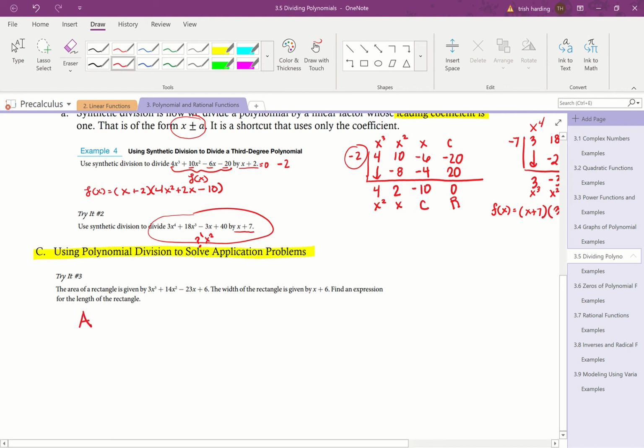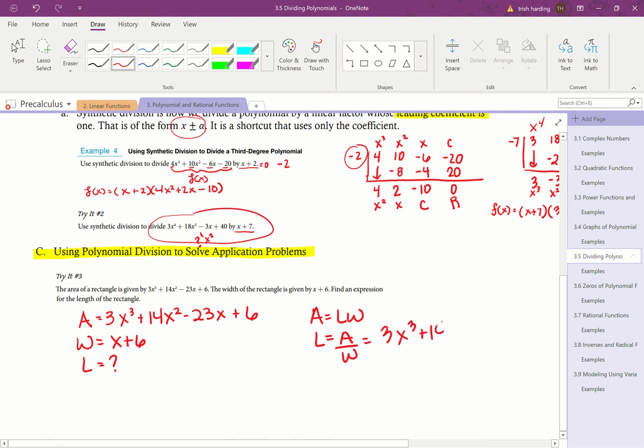So the area of a rectangle is given by 3x cubed plus 14x squared minus 23x plus 6. The width of the rectangle is x plus 6. And we need to find an expression for the length. Well, if area equals length times width, then length is going to equal area divided by width, which is going to be 3x cubed plus 14x squared minus 23x plus 6, all divided by x plus 6.